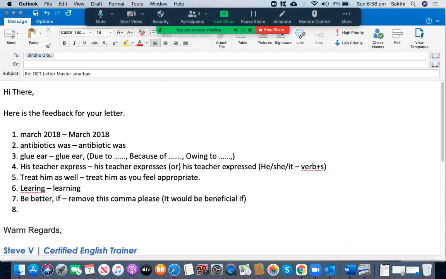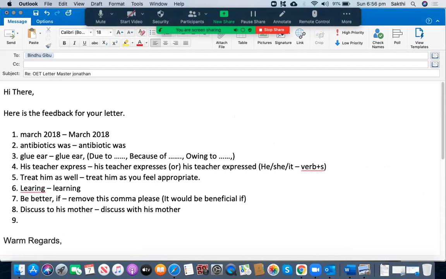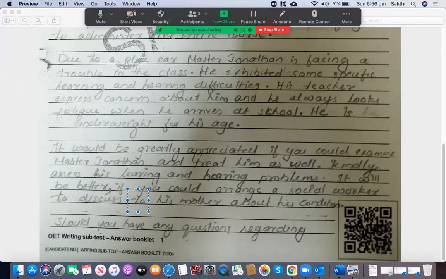And then "discuss to his mother", that's wrong. Discuss with his mother. Yes, that's right. With his mother. Inappropriate use of prepositions. That's not good.